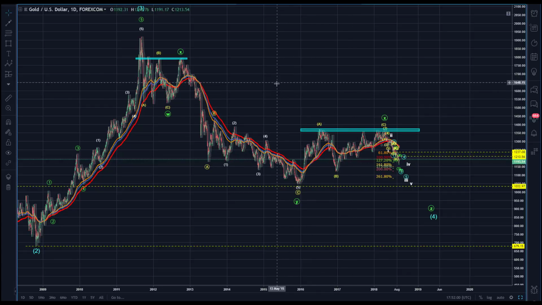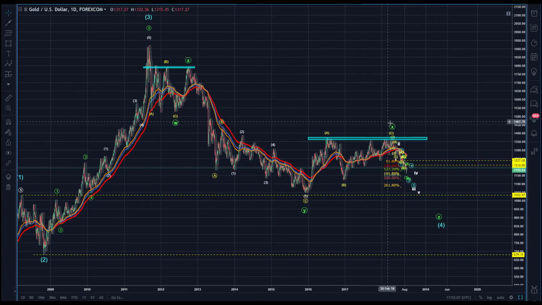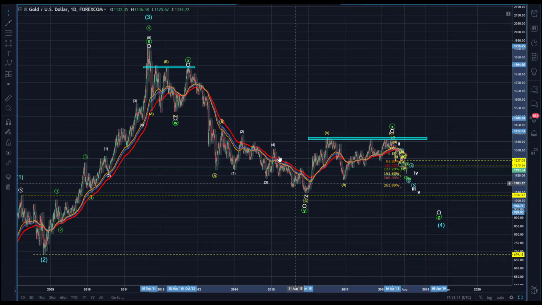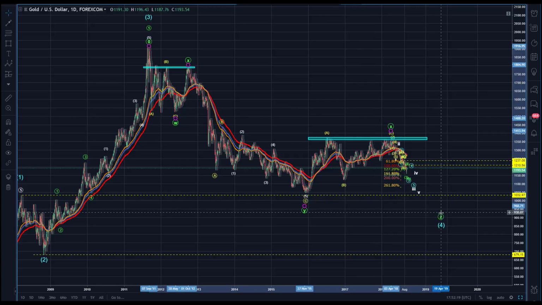So as we move from the daily here, as we get down here, I just want to give you this context. So this looks like this X wave is in. So we're correcting. From the Y low, we get a 3-wave counter trend correction into an X wave. So down here, we're looking for the Z.